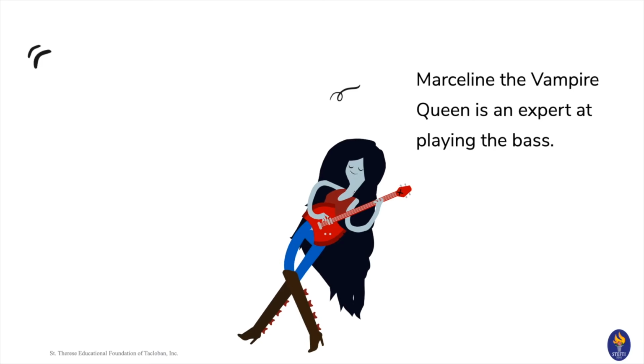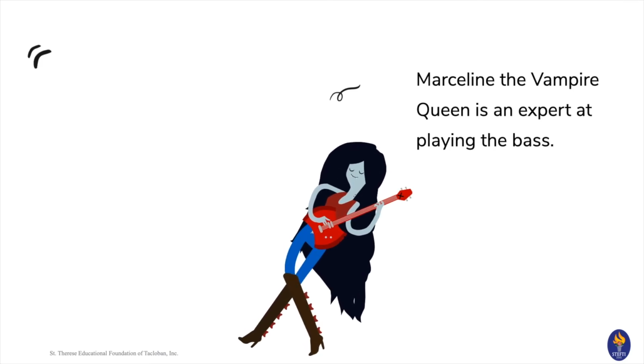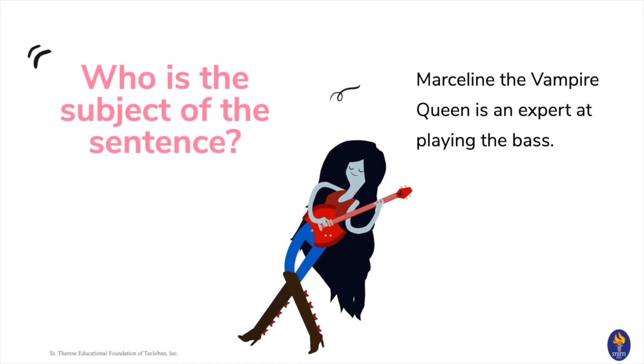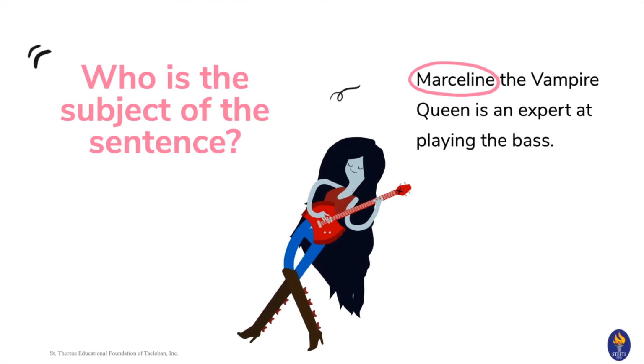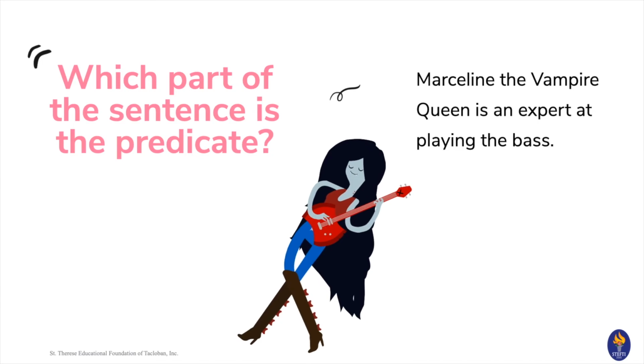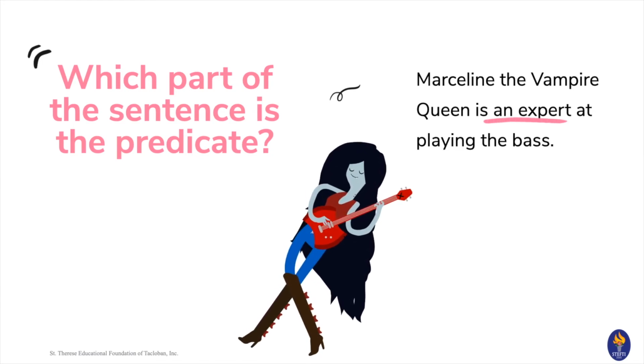Let's take a look at one last sentence. Marceline, the vampire queen, is an expert at playing the bass. Who is the subject of the sentence? Marceline, the vampire queen, is the subject of our sentence. Which part is the predicate? Is an expert at playing the bass is the predicate because it describes Marceline.